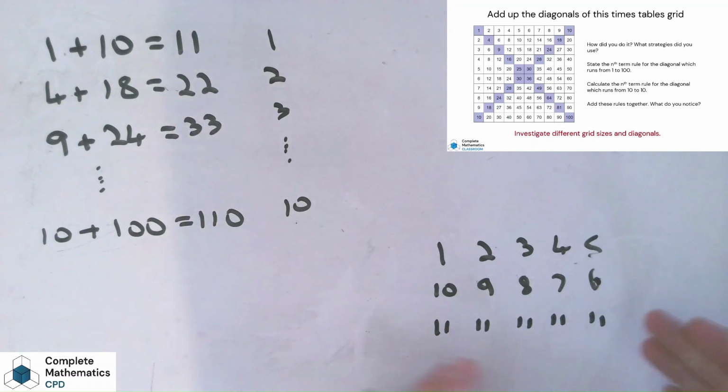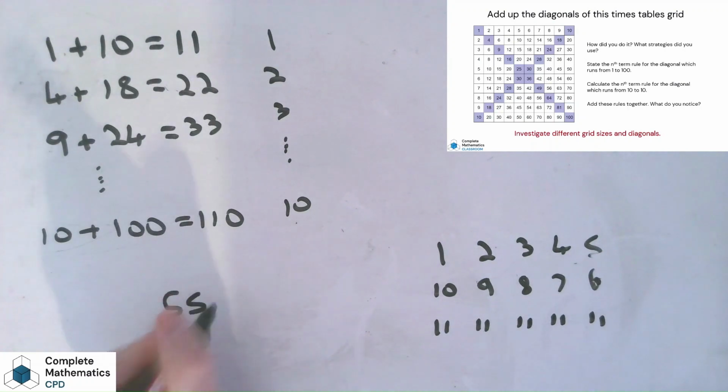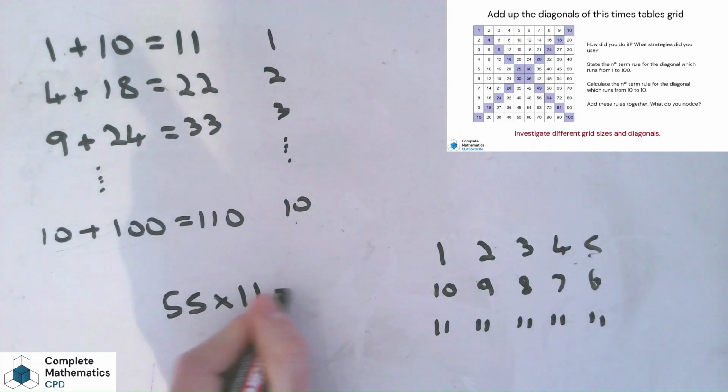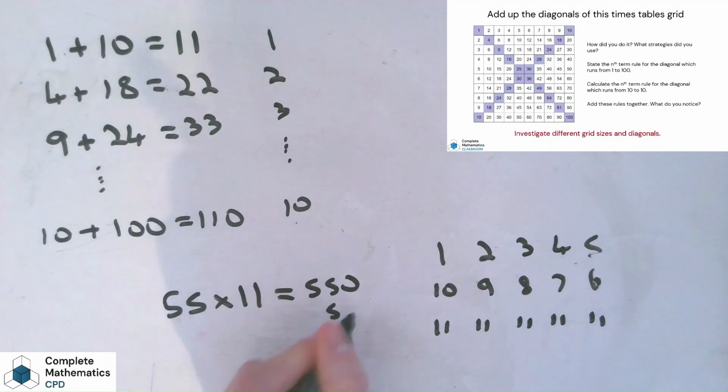And you can demonstrate this nicely using Cuisenaire rods. So, the numbers from 1 to 10 is 5 lots of 11, which is 55. So we've got 55 lots of 11. I told you 11 was important in this task. So that's going to be 550 plus another 55. The total of all the shaded squares is going to be 605.